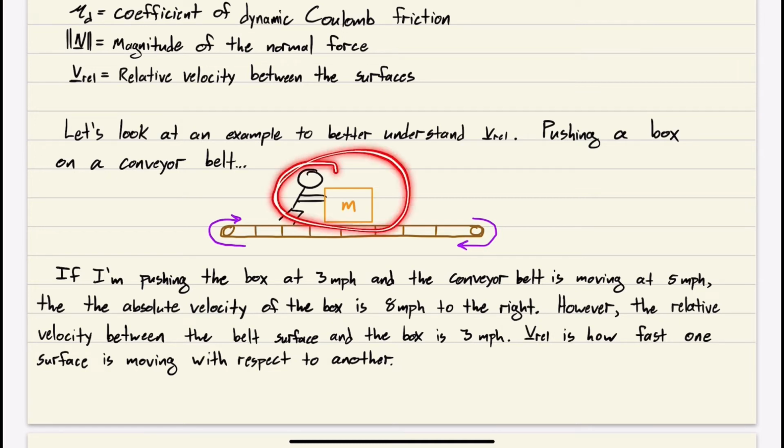If I was not pushing the box at all, this box would just be sitting on the conveyor belt, moving to the right at 5 miles an hour. But they would not be sliding between each other, right? It's only when I start pushing on the box at 3 miles an hour that the box starts sliding on the conveyor belt. So I think that's good. Just VREL, the relative velocity, is how fast one surface is moving with respect to the other surface. It is not the absolute velocity, which we've been working with a lot. It is the relative velocity.